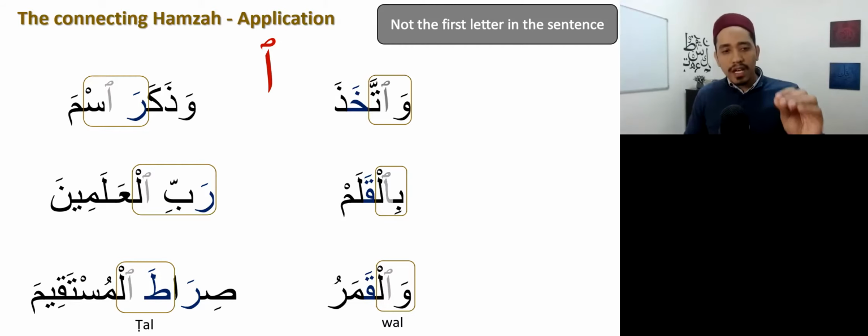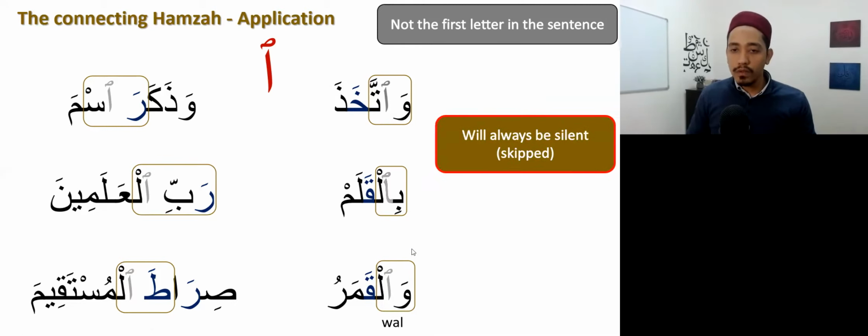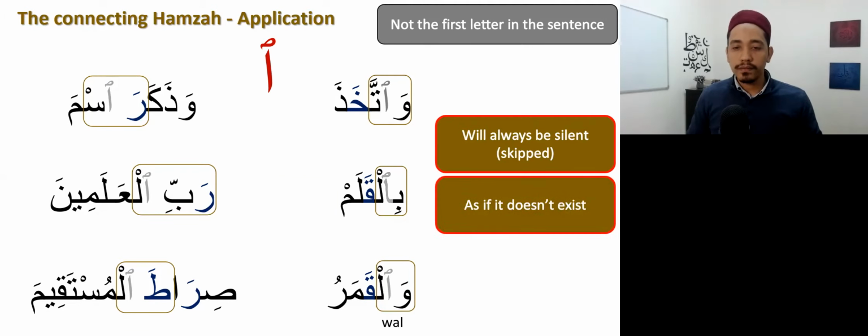What I want you to focus on is how the connecting Hamza, when it falls in the middle of the sentence, or simply when it's not the first letter, will be skipped without ifs or buts. So this is the conclusion. The connecting Hamza, or the Hamzatul Wasl in Arabic, if it's not the first letter in the sentence, or if it's in the middle of the sentence, will always be silent, skipped, as if it doesn't exist.